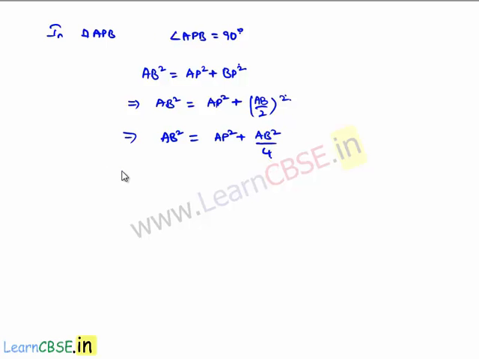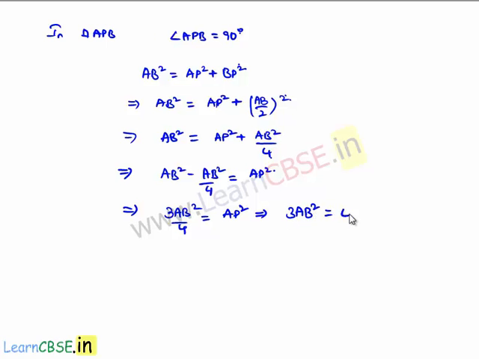Now let us transpose the right hand term, that is AB square by 4, to the left hand side. We get AB square minus AB square by 4 is equal to AP square. That implies, let us take LCM as 4, then we get 3 times AB square by 4 is equal to AP square. That implies 3 times AB square is equal to 4 times AP square, which is the required proof for us.